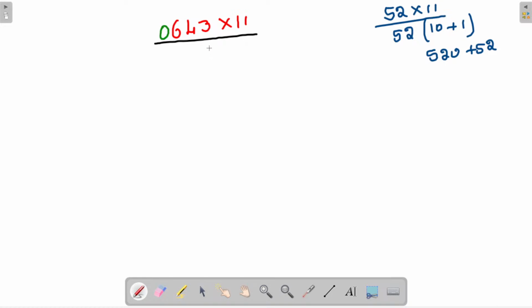Then the first number I will write as it is, 3. Then 4 plus 3. 6 plus 4, 10, 0 carry 1. 0 plus 6, 6 plus 1. That's your answer. I'll repeat one more time.